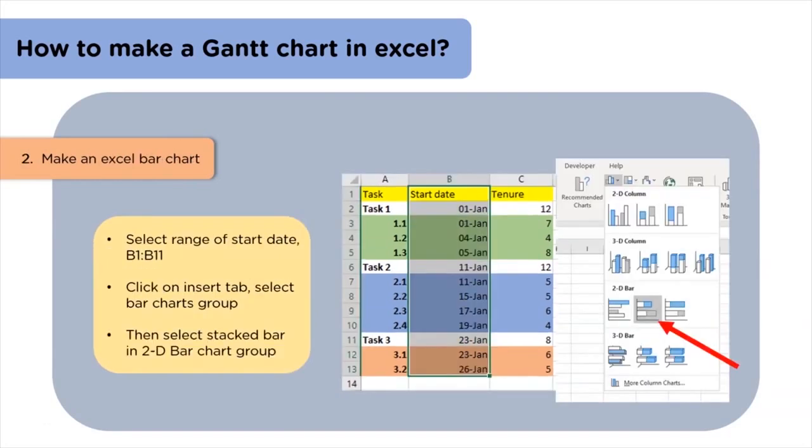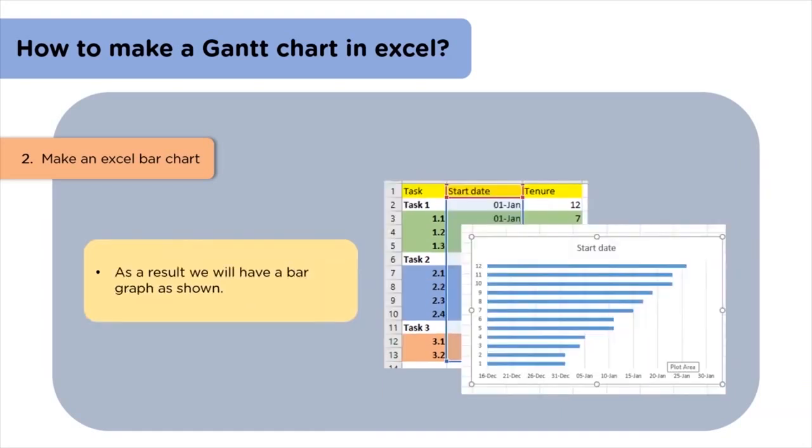The second step is to make a bar chart in Excel. For this, we will select the entire second column. Then we will go on the Insert tab and click on the bar graph chart. There, we can select stacked bar graph in 2D bar charts. As a result, we will have the entitled bar graph on the screen.